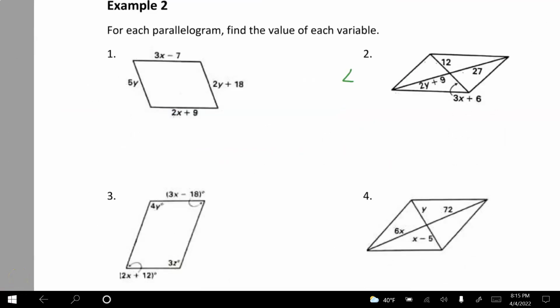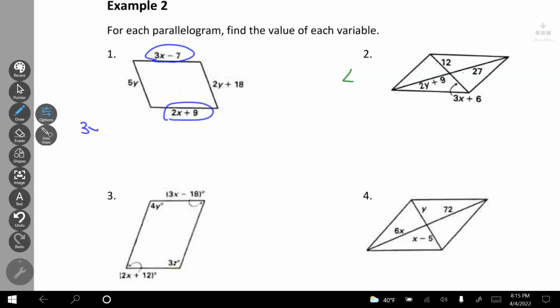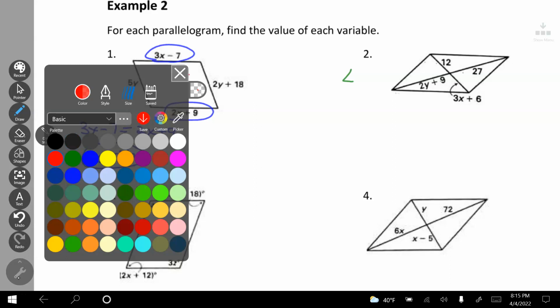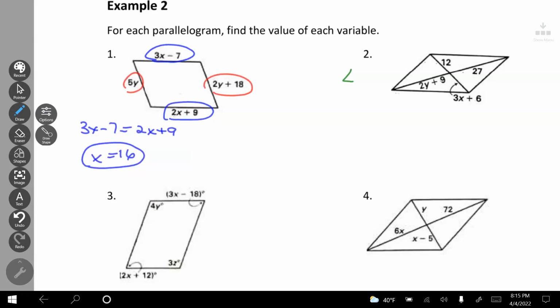Okay, these are all parallelograms. I have to find a value for x and y, whatever the variables. And I know this top side is congruent to this bottom side. And I do 3x minus 7 is equal to 2x plus 9. I solve for x. I got x equals 16. And I know these two sides have to equal each other. So 5y equals 2y plus 18. I do some of my algebra. I get y equals 6.